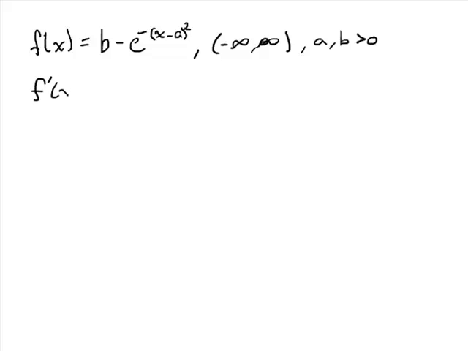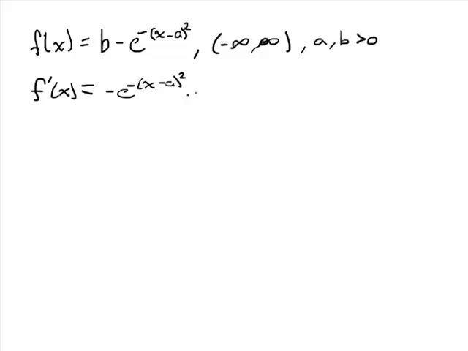First thing we're going to do is take the derivative so we can see if there are any critical points. The derivative of b is 0. So really, we're just looking at the derivative of this part, and it's the derivative of an exponential, which is itself, and then we'll multiply, because this is a chain rule, times the derivative of the exponent, which is going to be another chain rule.